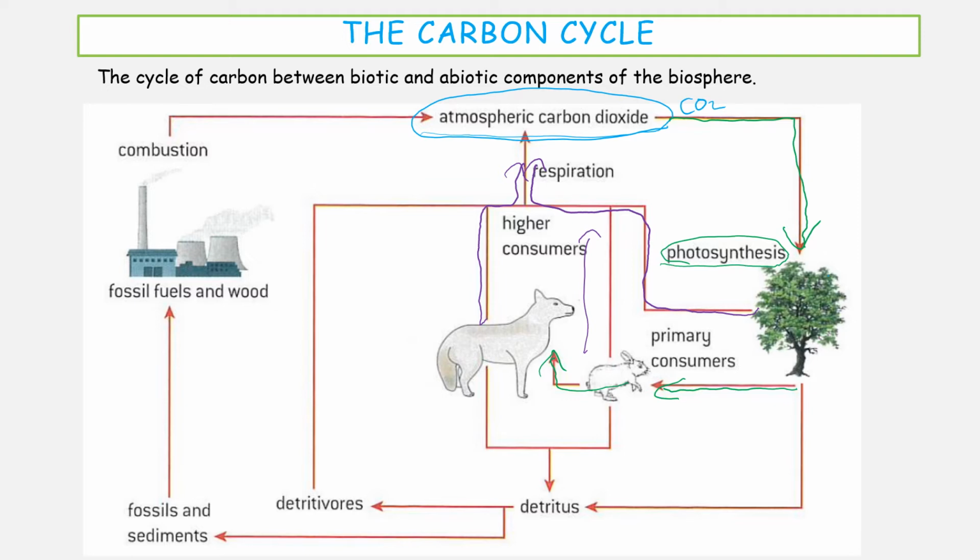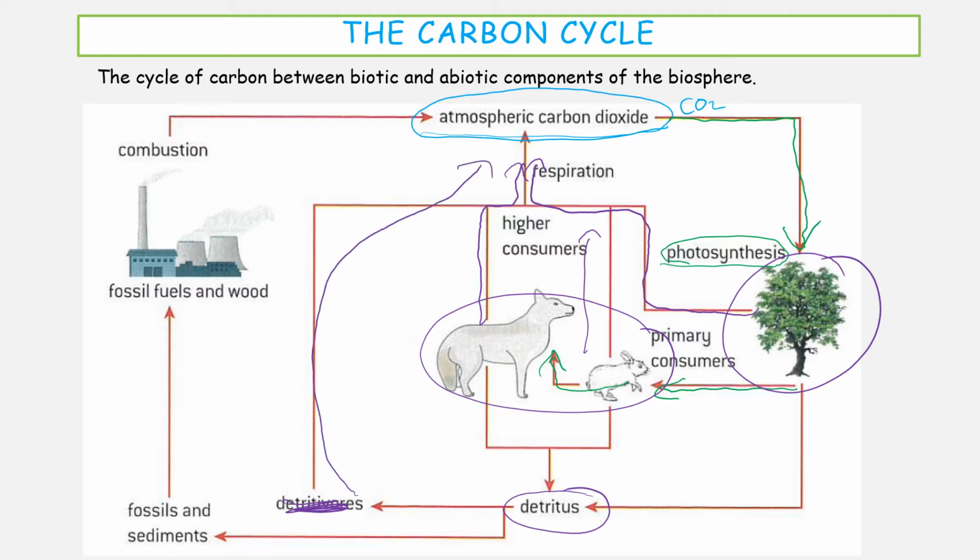Now, when living things, whether a tree or animals, die, they get broken down by decomposers, and they become what we call detritus. I don't want you to use the word bacteria, I want you to use decomposers. When the decomposers break down dead living things, they return the carbon dioxide to the atmosphere via respiration. And if they fail to decompose due to the conditions, maybe anaerobic conditions, slowly the dead living things will turn into fossils.